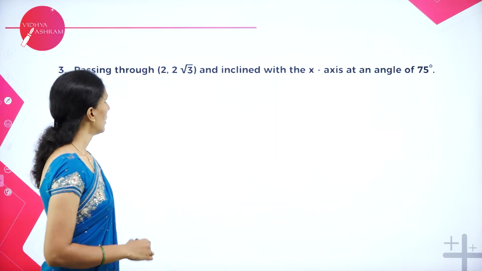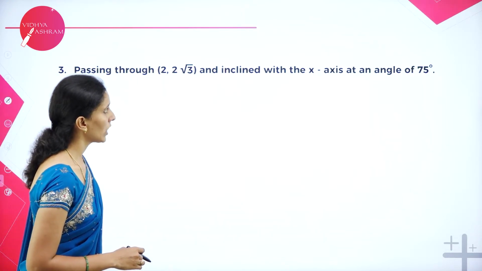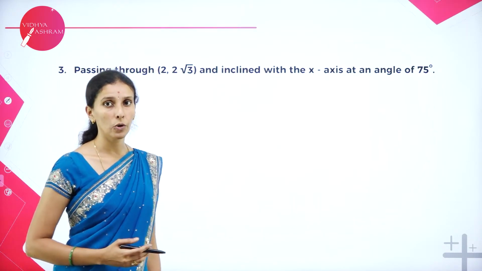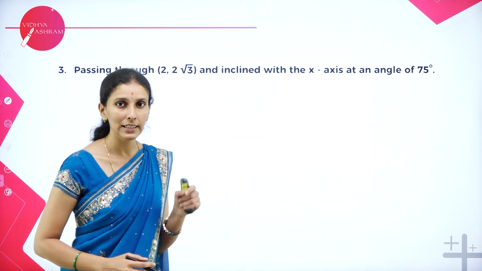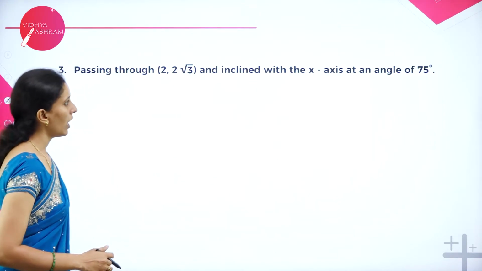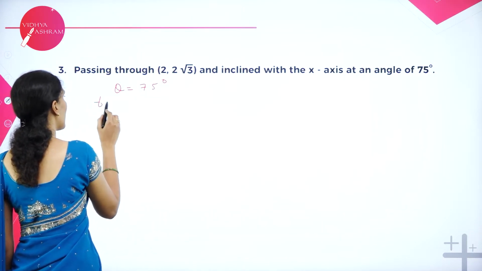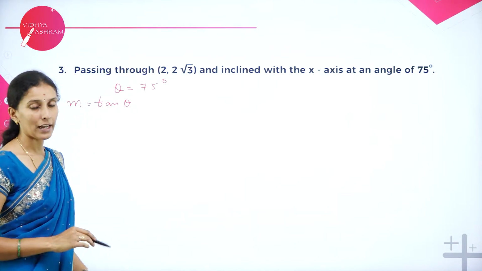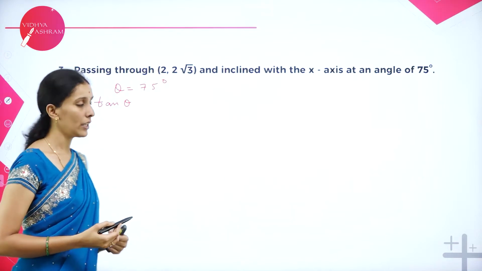Next we have again the same question, passing through (2, 2 root 3) and inclined with the x-axis at an angle of 75. I don't know the slope here, but the inclination of the line is given. I can clearly write the value. Now, theta is given, that is 75. I need to calculate tan theta. Why? Because m is nothing but tan theta. If I know the slope, point is given, I can write the equation.